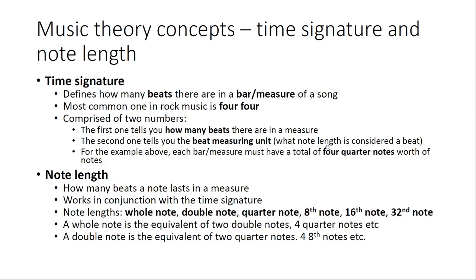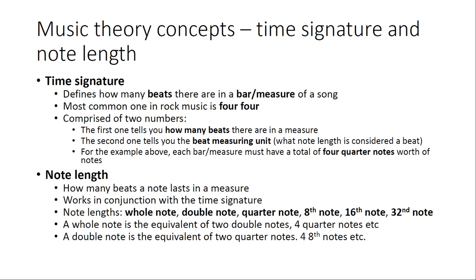So, moving on, some basic theory concepts which will prove very useful for writing music. The time signature and note length are two things that are very closely related to one another. The time signature defines how many beats are in a bar or measure of a song. The most common one, especially in rock music, is 4/4. As you can see, it has two numbers. The first one tells you how many beats are in a measure, the maximum number of beats or equivalent beats. And the second one gives you the main note length that is considered a beat.